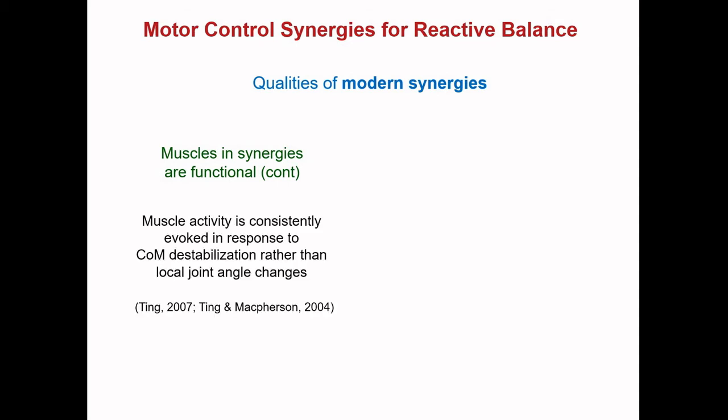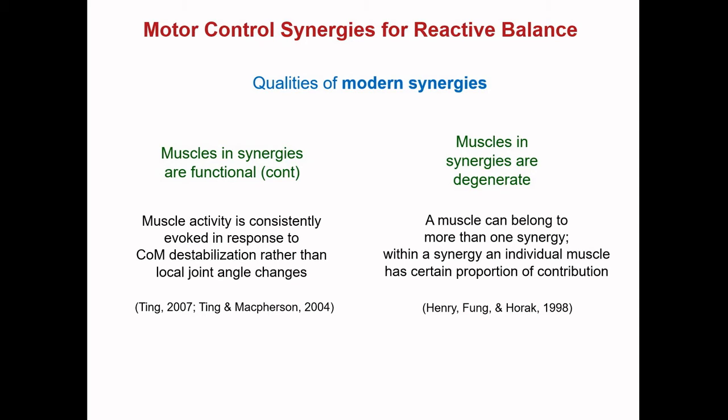There are 2 more takeaway points regarding qualities of muscle synergies. The first takeaway point is that muscles in synergies are globally functional. By this we mean that muscle activity is consistently evoked in response to center of mass destabilization, as opposed to local joint angle changes. The second takeaway point is that muscles in synergies are degenerate. The term degenerate refers to the idea that muscles can belong to more than one synergy, and that within a synergy, an individual muscle has a certain proportion of the contribution.